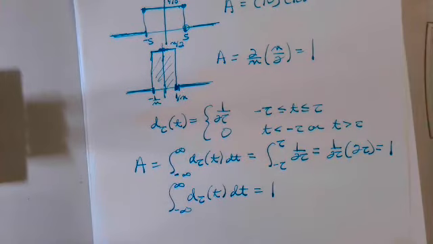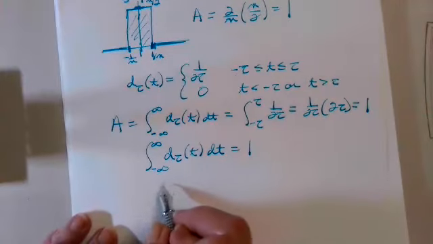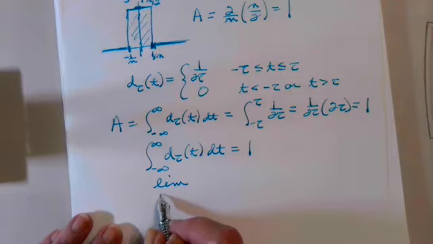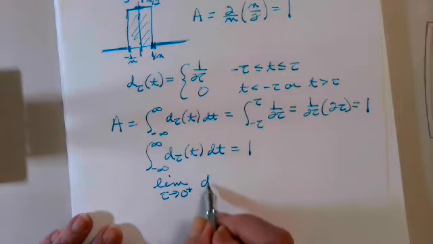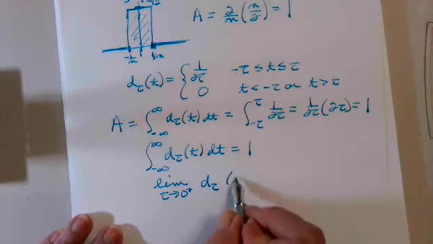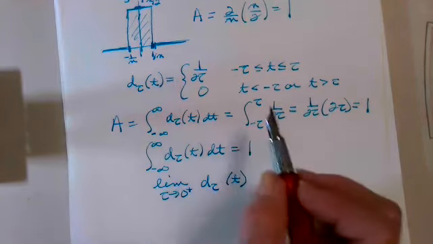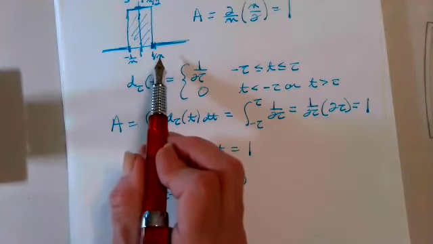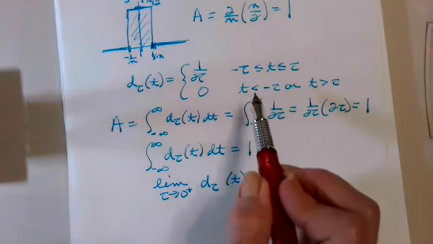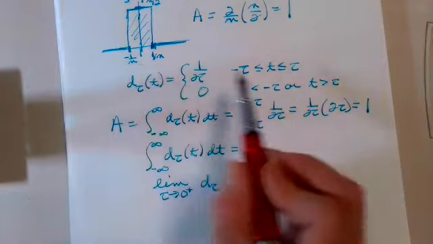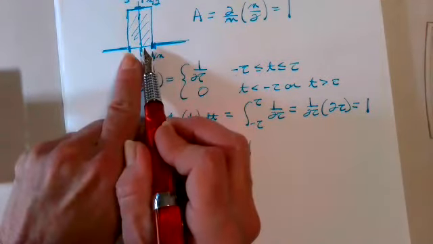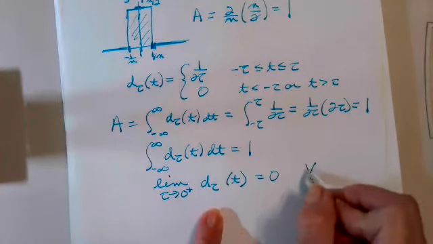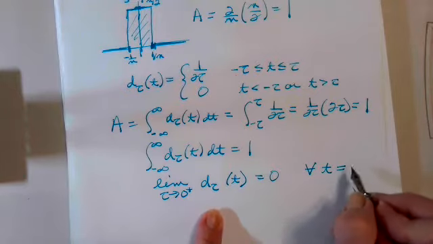Another thing you notice is what happens to d tau as tau goes to 0 from above. Tau is what we called 1 over n right here. So as tau goes to 0, this box is getting skinnier and skinnier. And so the value of this function is equal to 0 for all t not equal to 0.